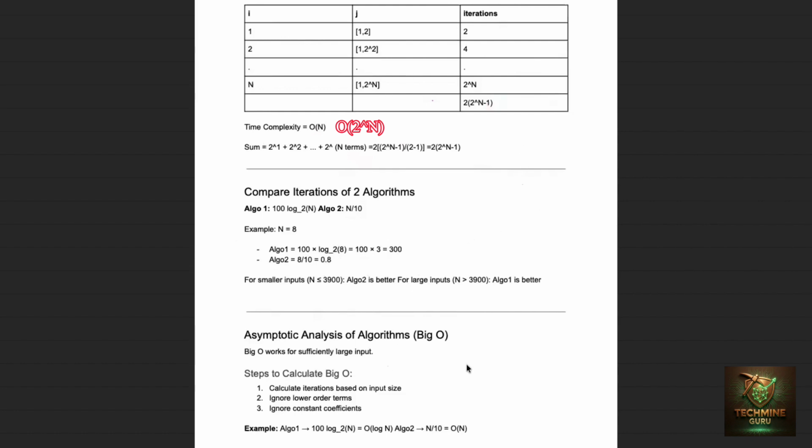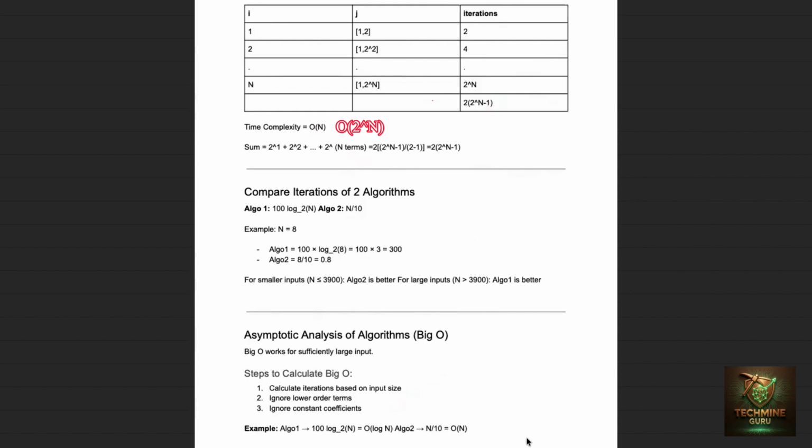So how do we calculate big O? Till now we know how to calculate the number of iterations, and from the number of iterations we calculate time complexity, right? There are some basic steps to calculate big O. First step, calculate iterations based on input size, which we have done earlier. Now we have to ignore lower order terms and ignore the constant coefficient.